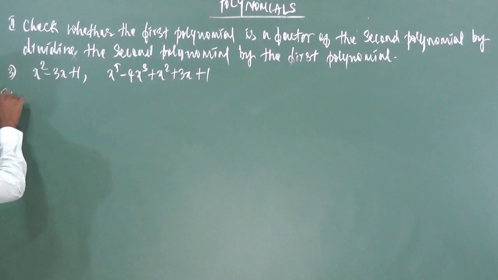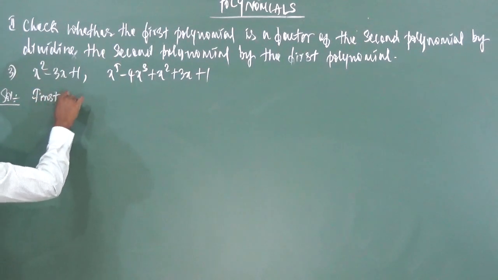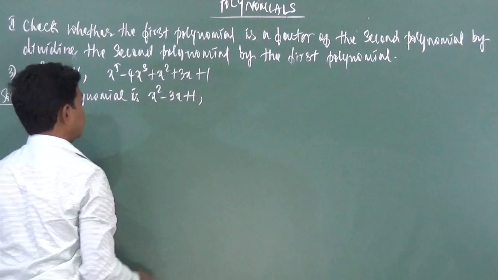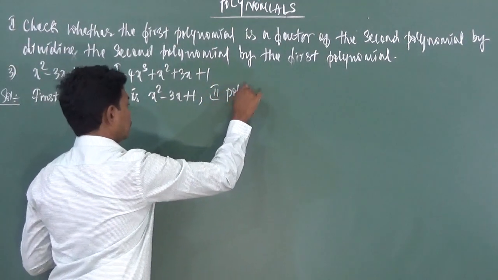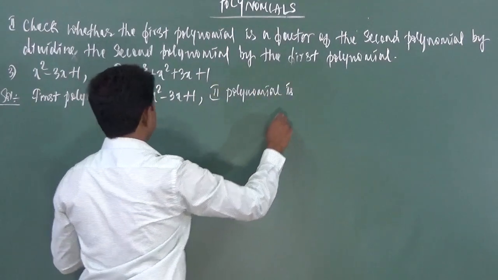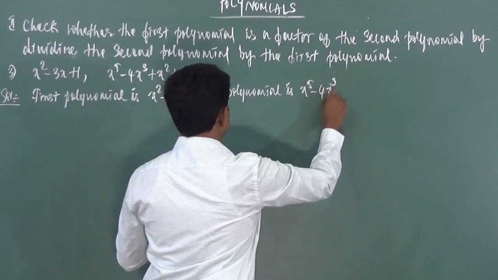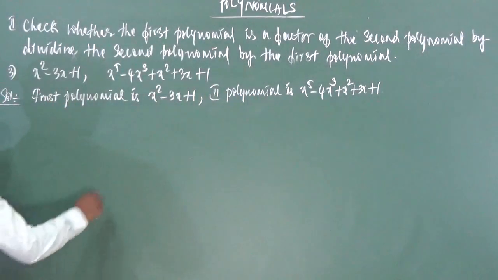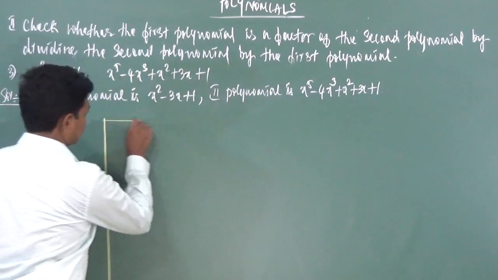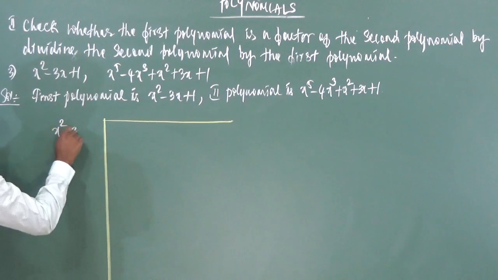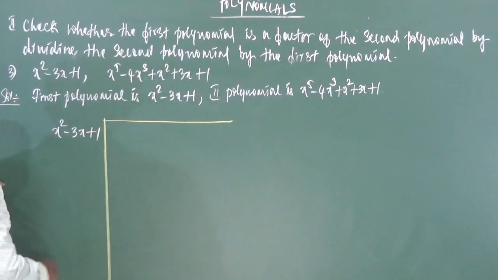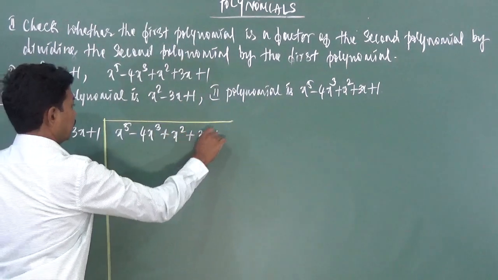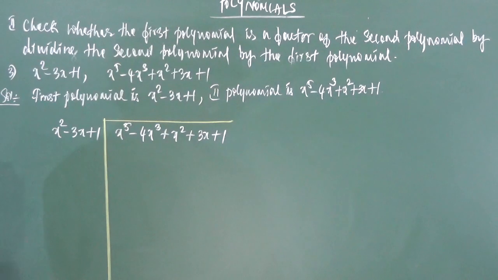Okay. So we write the first polynomial and second polynomial. First polynomial is x square minus 3x plus 1, and second polynomial is x to the power 5 minus 4x cube plus x square plus 3x plus 1. Okay, so we'll start the division process. It's very simple. Right. So it is x square minus 3x plus 1. So this is the polynomial given, first polynomial. We will write the second polynomial, x to the power 5 minus 4x cube plus x square plus 3x plus 1. So this is the second polynomial. Now we will start with the division process.